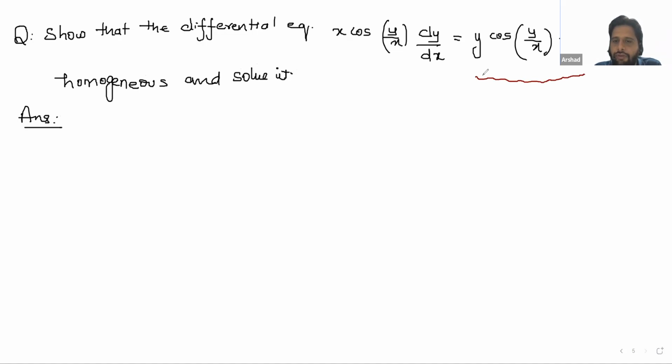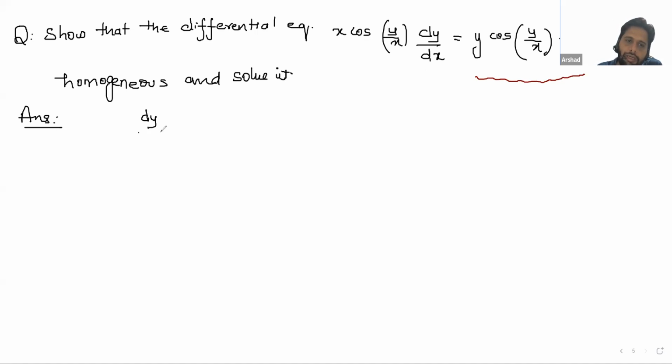Zephyr, can we say that this is f(x, y)? Unmute yourself, Zephyr. Okay, great, good. Now, please check here, because you have some terms on the left side also, so it is not homogeneous. Okay, please shift this to the right side.